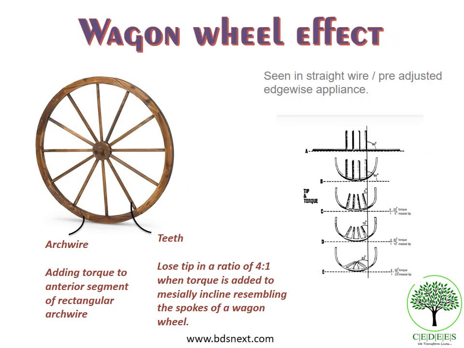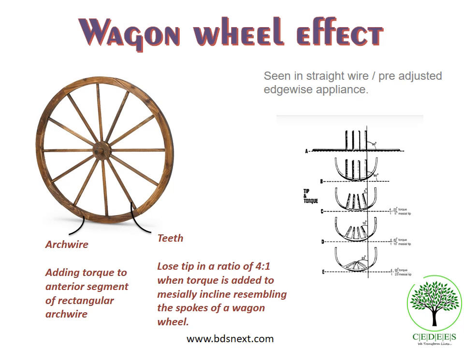The next effect that we'll be seeing is the wagon wheel effect, which is also observed in the straight wire appliance or the pre-adjusted edgewise appliance. Now let's see what it is and what actually was happening at that time. Whenever they added torque into the arch wire, how was torque added? You twist the rectangular arch wire to bring about certain desired labiolingual movement of the teeth.